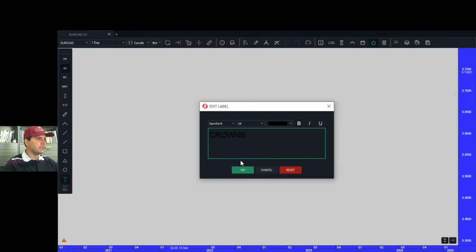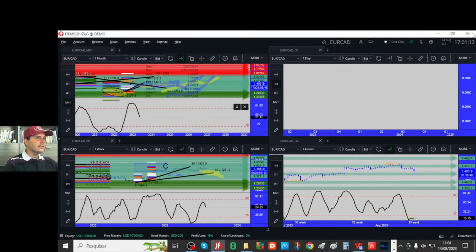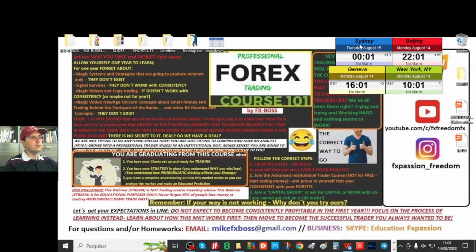Boss, what about the introduction? Thank you very much. Never forget, trading is a learnable skill. When we learn in the correct way, you are going to graduate from this course when, number one, you have your chart set up and ready for trading. Number two, you have a strategy in place and understand probabilistic thinking. And number three, you have a complete understanding of how this market works, so you can analyze the market and make an educated prediction. So with crowns, we are going to work on number two and number three.